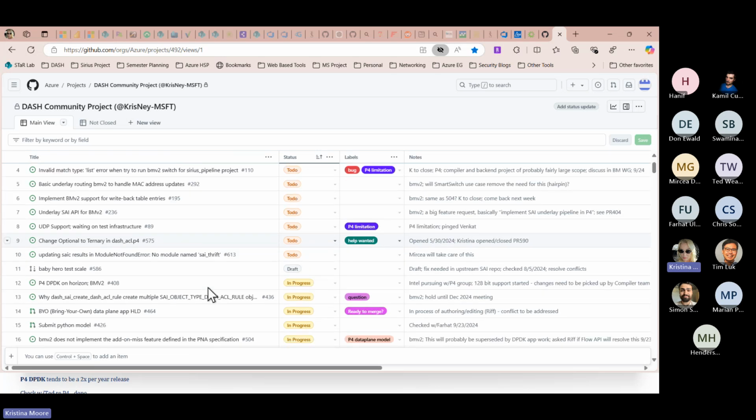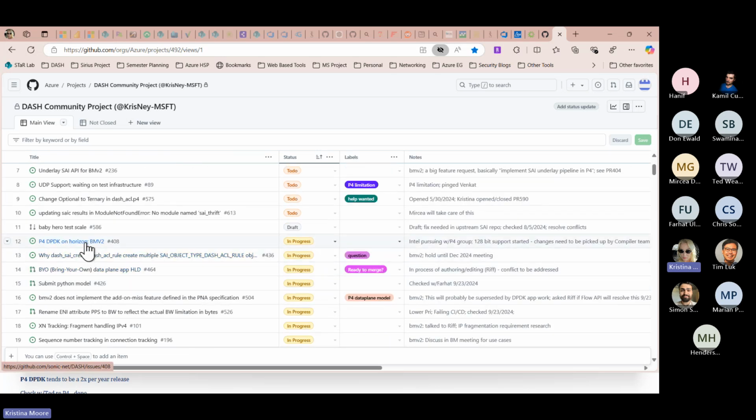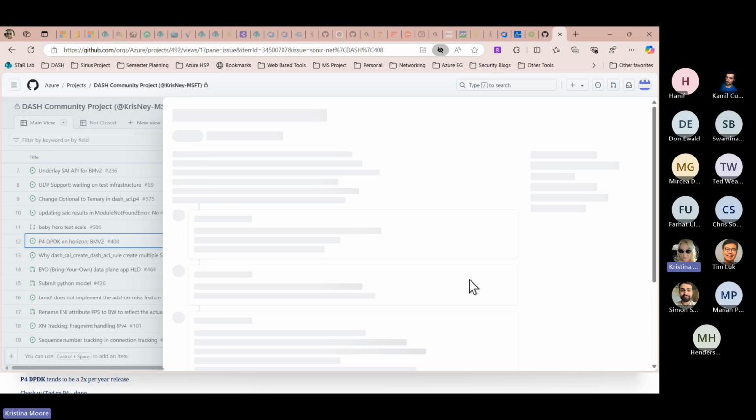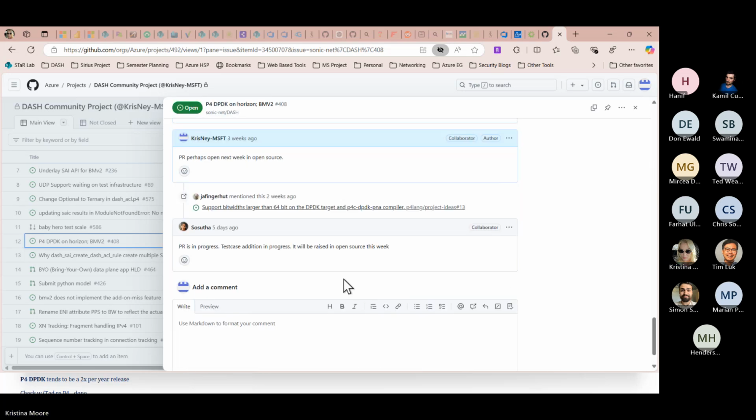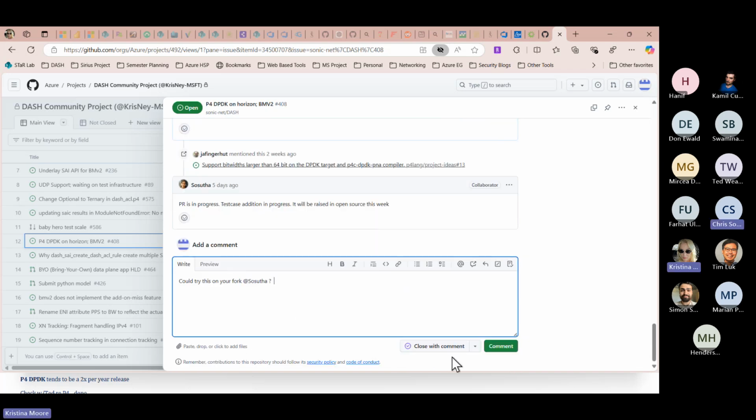So do you think when Sosutha is finished, she's going to raise a PR theoretically this week, we might be able to try? Well, yeah. If she raises a PR, we could even try it on her fork. We don't have to wait for it to be accepted. That's an experiment that can be done by possibly changing a Git submodule reference or something. It depends whether or not it's published to Docker Hub. I don't know.